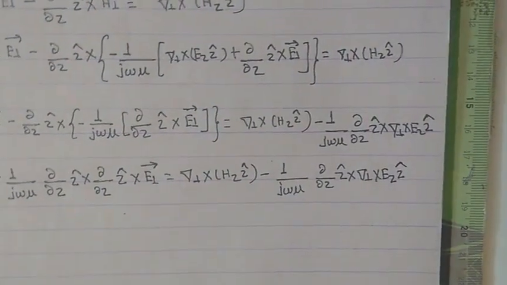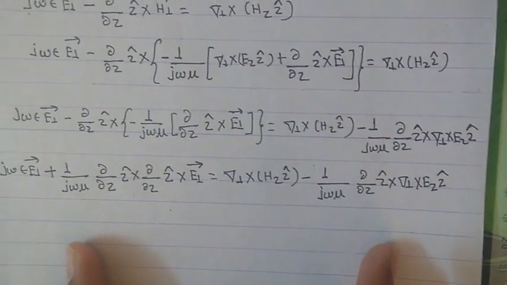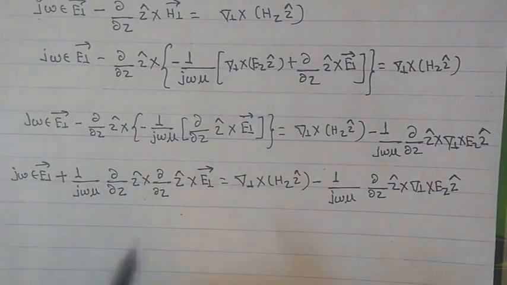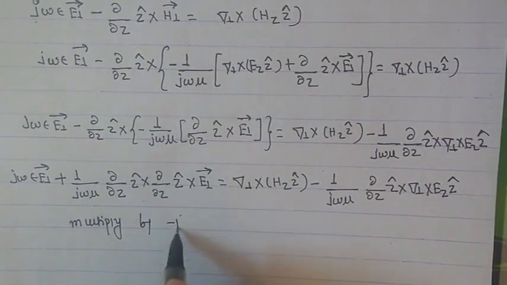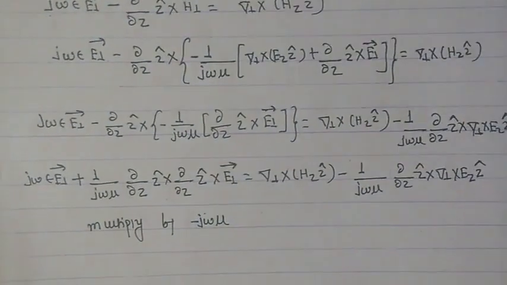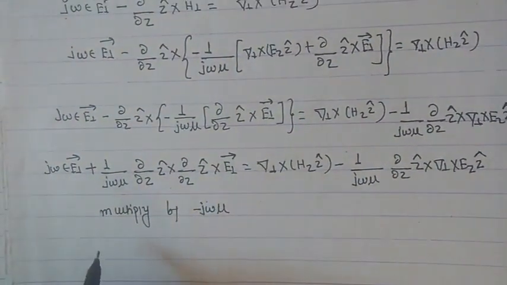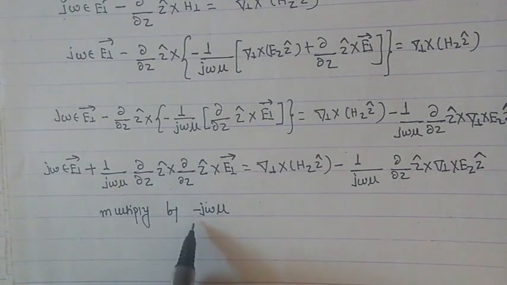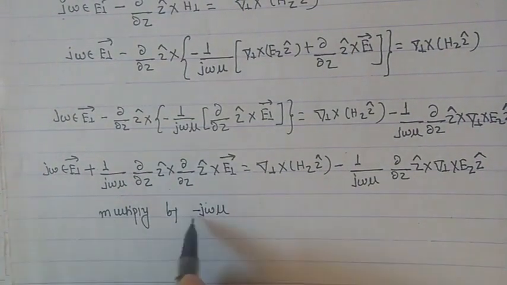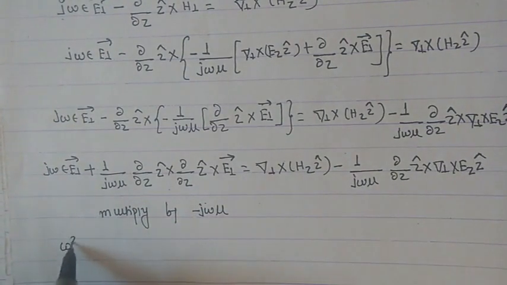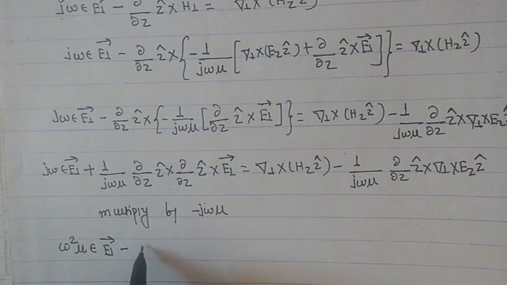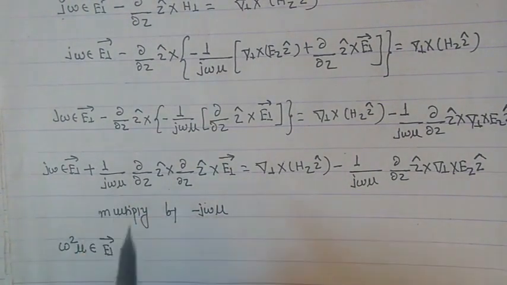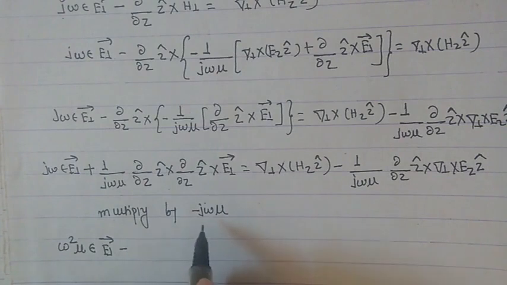Now you have this equation. Let us multiply both the sides of this equation by minus j omega mu. So this will be j into j will be j square. J square is minus, minus minus will be plus. Omega into omega will be omega square mu epsilon E transverse. Okay, minus j omega mu, and this j omega mu will be cancelled out, and the minus sign will be there.